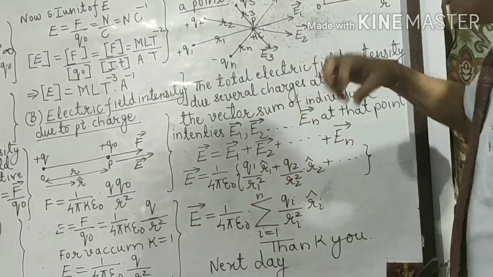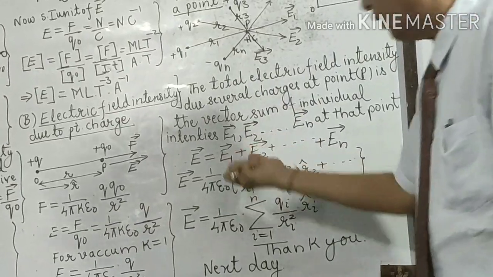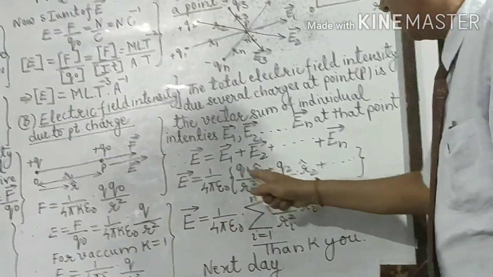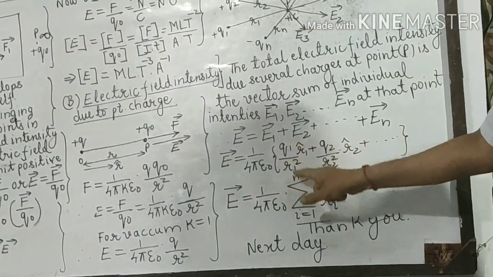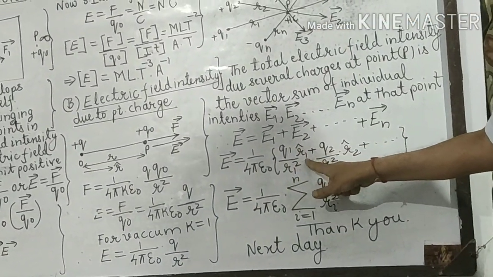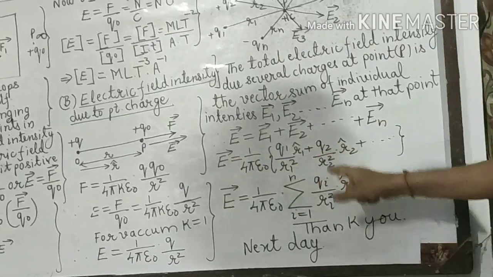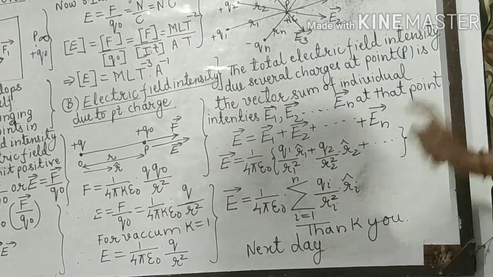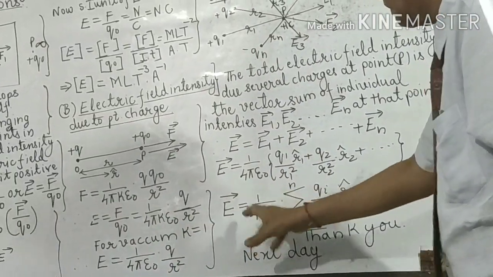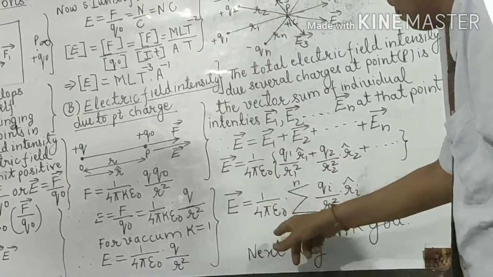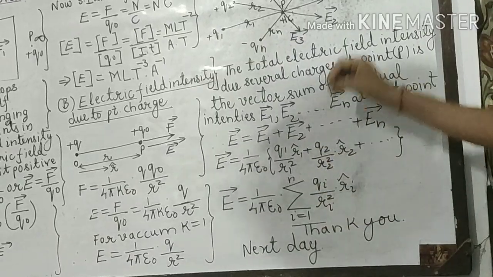Now if you put the values of E in terms of Q and R, you will write here, I have taken 1 upon 4 pi epsilon naught common, Q1 upon R1 square R1 cap, because this is vector form, Q2 upon like this. Now in a short form, you can write E vector is equal to 1 upon 4 pi epsilon naught summation.